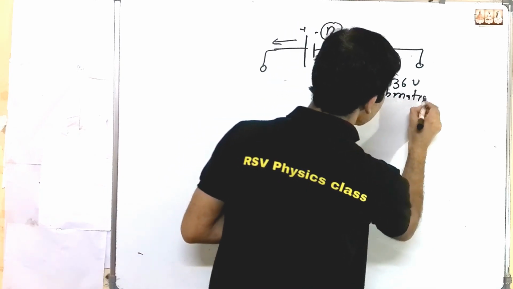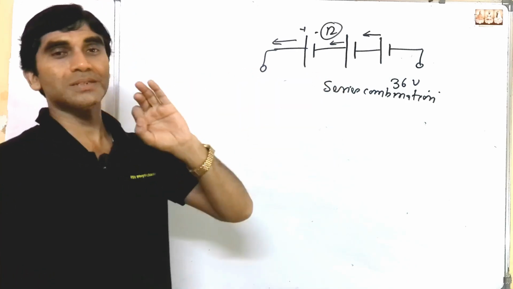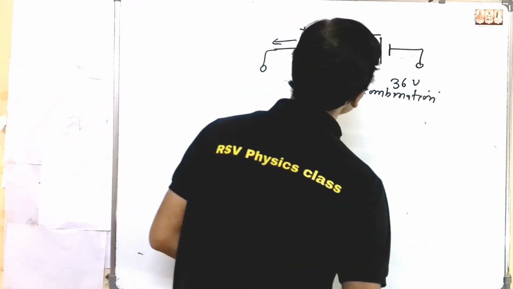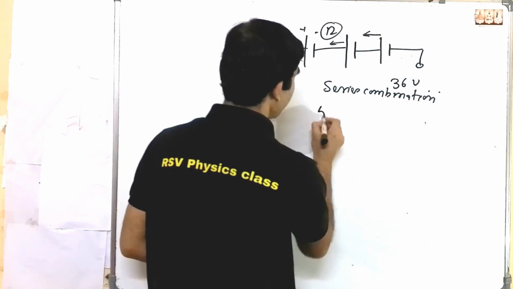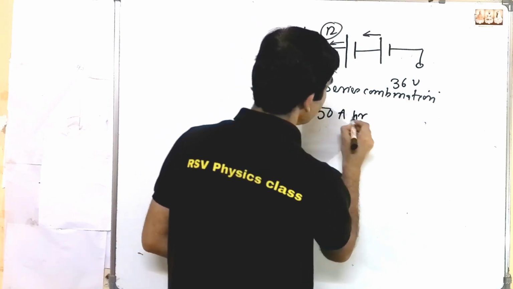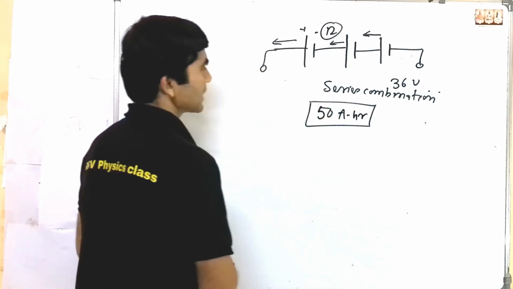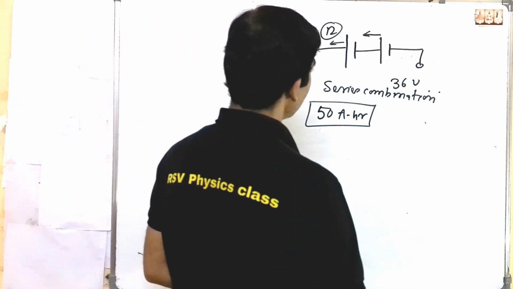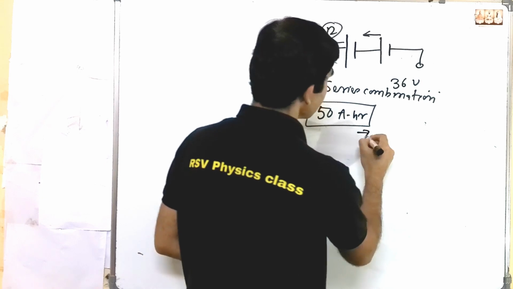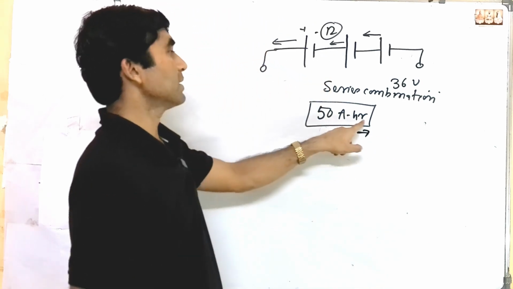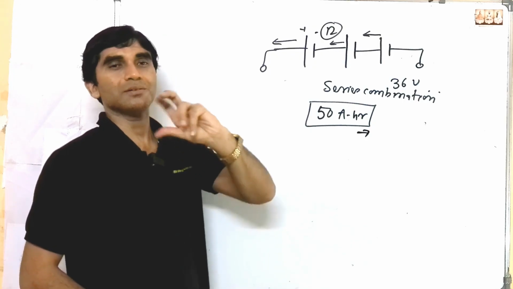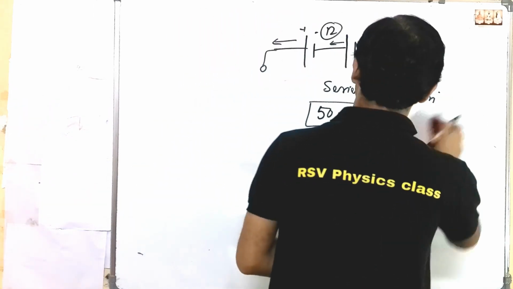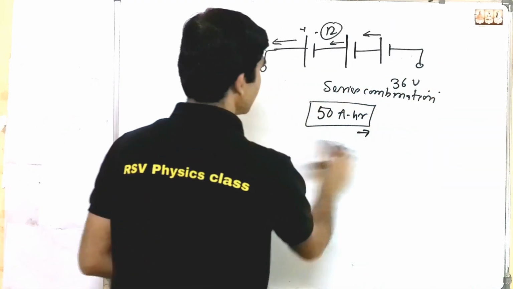So if you want to increase the total voltage from a battery. In your cell sometimes it is written 100 ampere, 50 milliampere, 50 ampere hour. This is written on the battery. So 50 ampere hour means it can give 50 ampere current constantly for 1 hour. So it can give 50 ampere current for 1 hour.